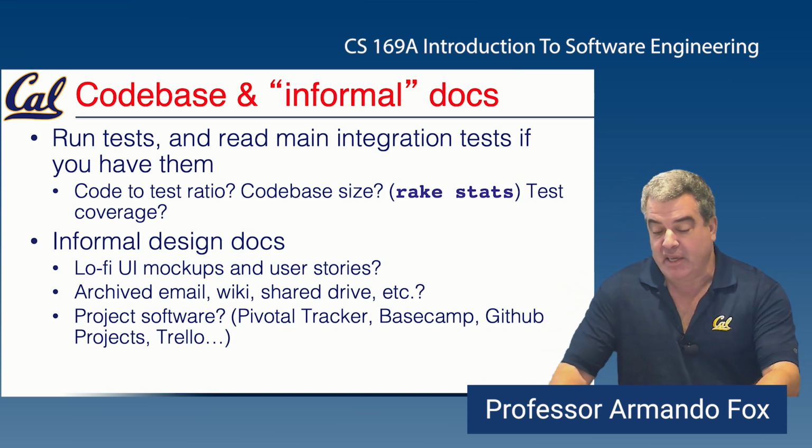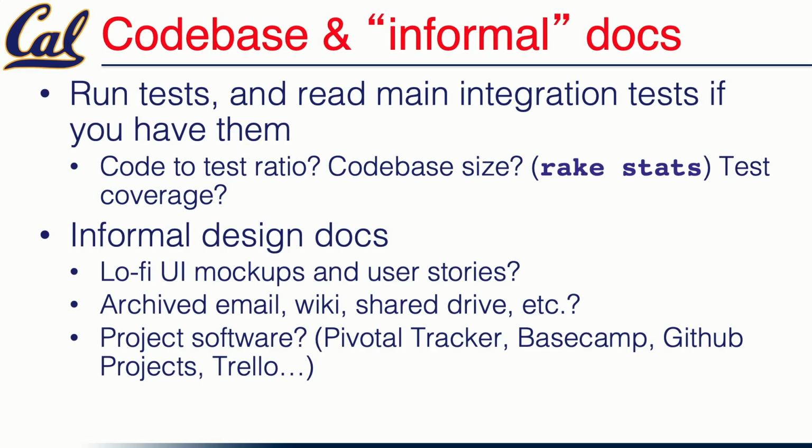You might also be lucky enough to find informal design documentation. For example, at one time, maybe somebody did draw some pictures or make some wireframes about what the app is supposed to look like. Maybe they go along with the user stories. So can you find those? The project has a wiki or a shared Google Drive or an archived mailing list. These are all places where you can find documentation to fill in the gaps of what is not available as part of the code base itself.